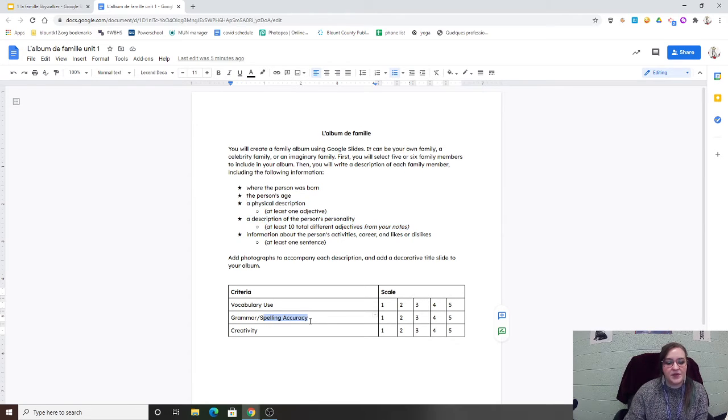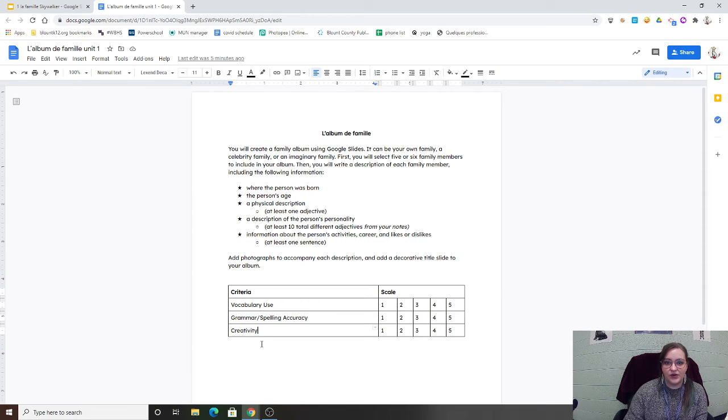Then grammar and spelling accuracy. This is where I will just check your ability to write sentences that are grammatically correct and if you've spelled things correctly. This includes agreement with adjectives, so make sure your adjectives agree with the subject they're describing, or whatever noun they're describing. And then creativity. This is basically just, does it look nice?